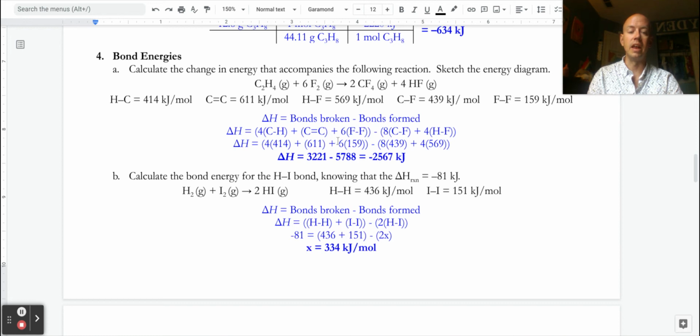Then you plug in the numbers. You make sure that you're doing broken minus formed. You've got your subtraction sign in there. You add everything up, and we get a negative 2,567 kilojoules. So it's an exothermic process.